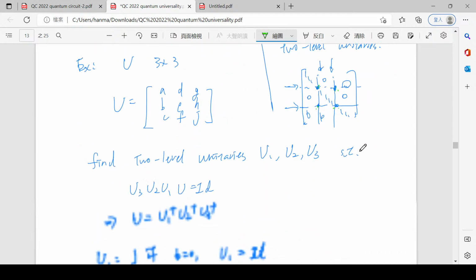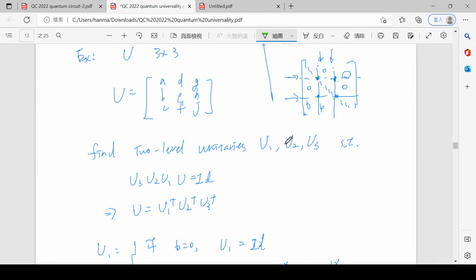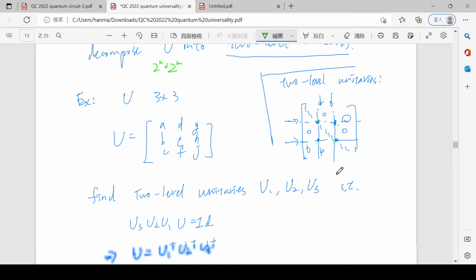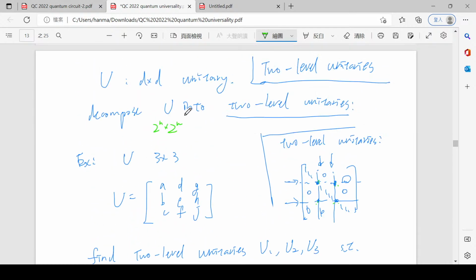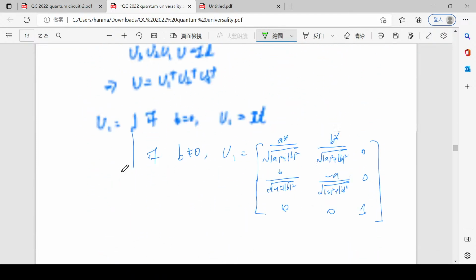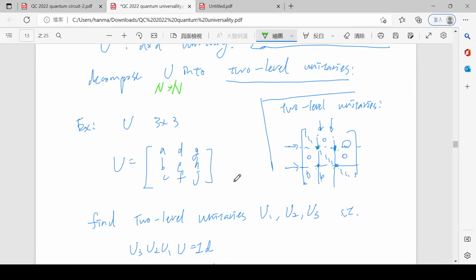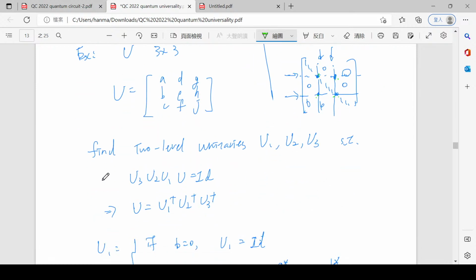So it's like this, and we are saying you can multiply a whole bunch of unitaries that look like this, and get an arbitrary unitary. Let's not say 2^n because we are giving an example that's not a power of 2. Let's say big N times big N. And here is an example. We won't go into too much detail, but you can assume your unitary is 3 by 3, and the entries are A, B, C, D, E, F, G, H, J.